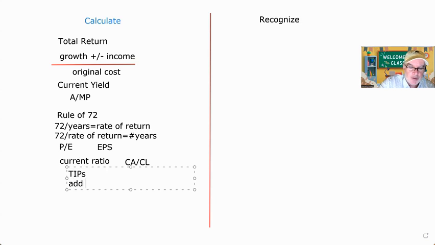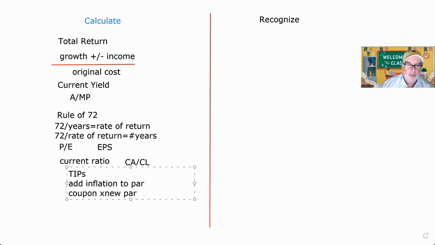You add the inflation amount to the par value, and after you get that number, the coupon stays the same. So you do coupon times the new par. And that's how much you're going to be paid every year. That's less likely. Again, I'm butchering these, but I have videos on all of this.